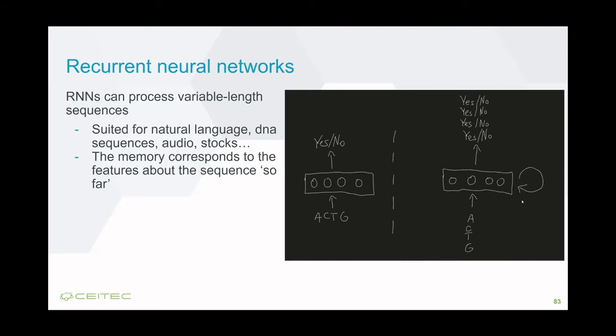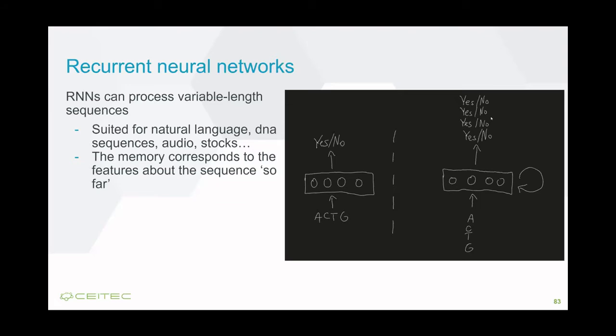So what we think about it, we feed it A, it knows nothing about the sequence so far because there was nothing before A, right? So it just predicts something. Then we put in the C. When we put in the C, it will look at the C, but it will also look at the information about the sequence so far. So far it saw something like A, so it will combine this knowledge and output another yes or no.